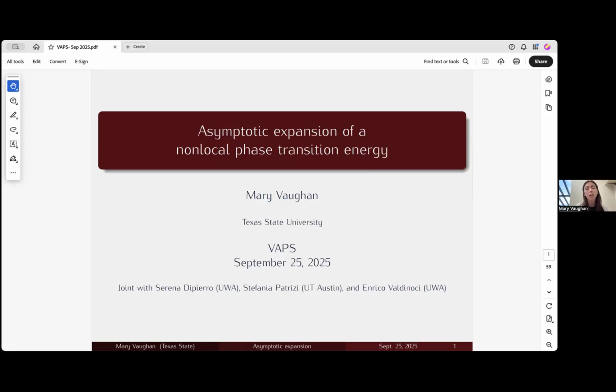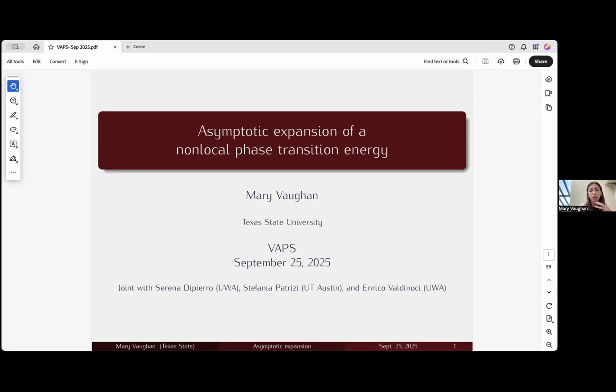The main object of this talk is a non-local phase transition energy, but to provide a little context and motivation, I'm going to first talk about the classical case. The Ginzburg-Landau functional is a classical model for a two-phase liquid of density U in a bounded domain, for the separation between the two phases.